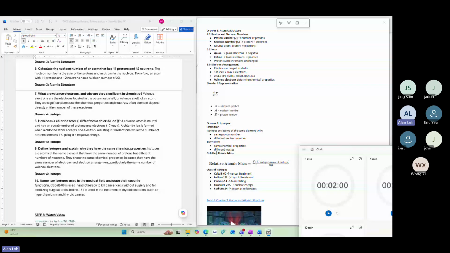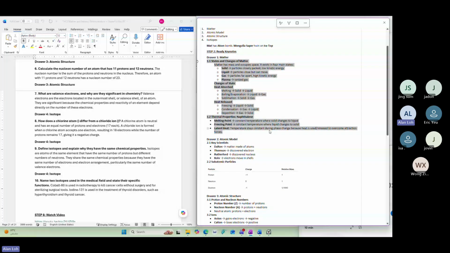Then drawer 2, you have the scientists and the subatomic particles. Drawer 3, you have these 3 important points: the Z, the A, the ion, and the electron arrangement. Then isotopes. Isotope is the same P, proton, and different neutron, different neon light, remember? Same proton car, but different neon lights. Okay. And on the RAM, so there's this relative atomic mass that you need to know as this.